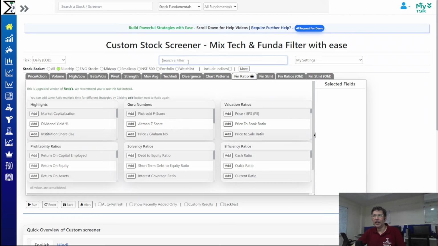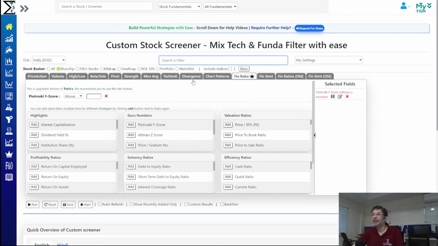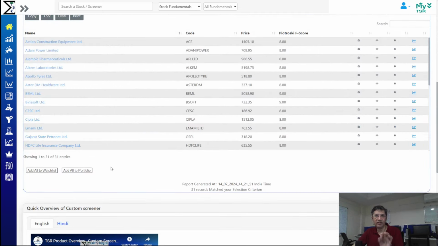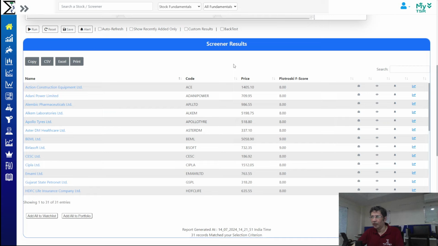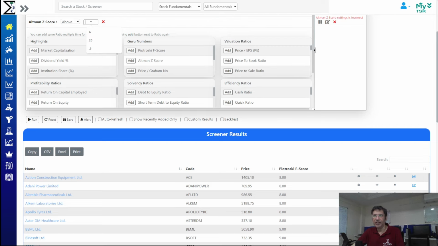Again, if you don't know where those things are, for easy search, just type here Piotroski. You'll immediately get Piotroski. Our objective is to get something which is above 7 and 8. So this is how you'll get it out of NSE 500 stocks. Let's see how many stocks there are. Only 31 stocks meet this criteria, which clearly helps you narrow down stocks to a very small number. And the second number is Altman Z score, which is above 3.